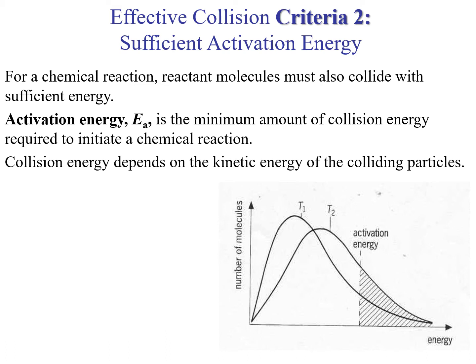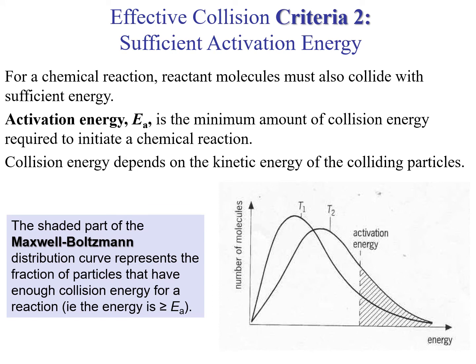The shaded part of the graph indicates the fraction of the total collisions that have energy equal to or greater than the activation energy. The two distributions represent two different reactions, both with the same number of molecules, but at different temperatures. The areas under the two curves are the same, but the temperature in reaction T2 is higher than the temperature of the reaction in T1.